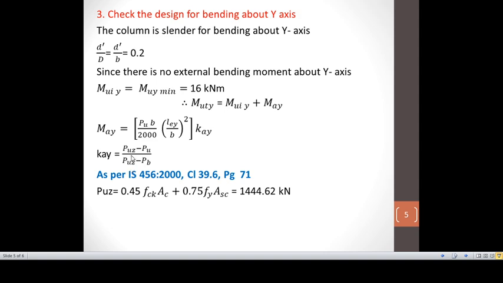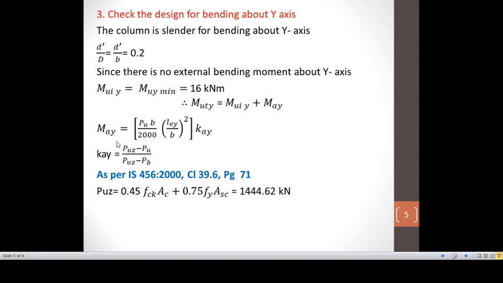K is obtained from the equation (PUZ minus PU) by (PUZ minus PB). As per IS 456 2000, clause 39.6, page number 71, we obtain the equation for PUZ. PUZ is equal to 0.45 FCK AC plus 0.75 FY ASC. Please refer to the handwritten note for the substitution. The final answer obtained for PUZ is 1444.62 kilonewton.